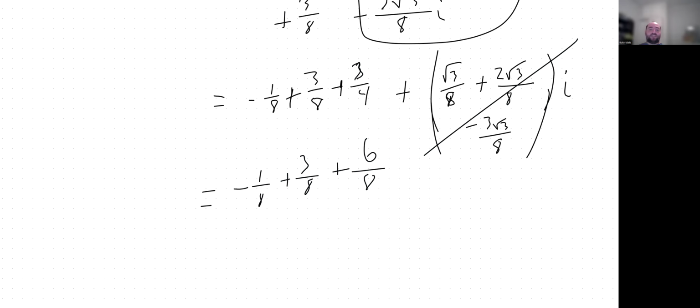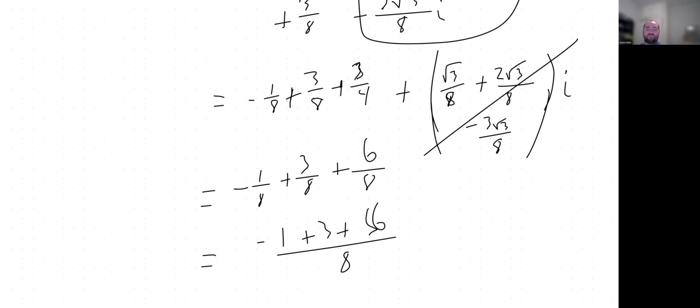I don't know what that is. Please help me in the comments. And this is probably the end of the video. And now we have figured out that negative a half plus square root 3 over 2i to the third power is negative 1 plus 3 plus 6 over 8, which you may or may not be able to figure out how much that is. Stay tuned for the next video.